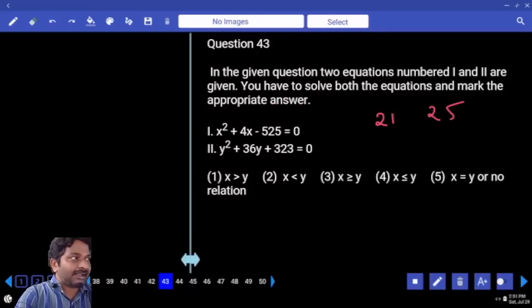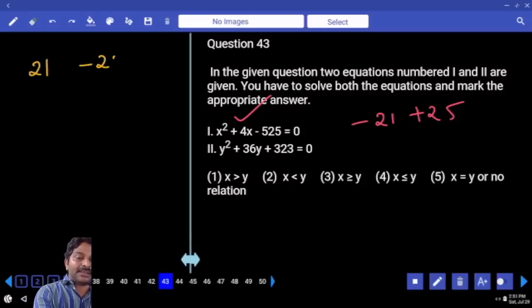Because the product is negative, one of those two numbers must be negative. Sum is plus 4 we have. So the combination is plus 25 minus 21. Factors are 21 and minus 25.